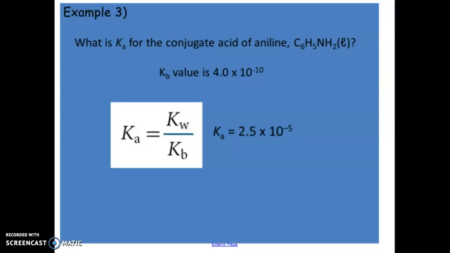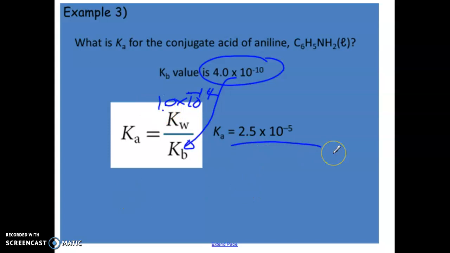This is very simple, just rearranging the formula. Ka times Kb is equal to Kw. If we plug this value in for our Kb, with Kw being 1.0 times 10 to the negative 14, we get our Ka value of 2.5 times 10 to the negative 5.